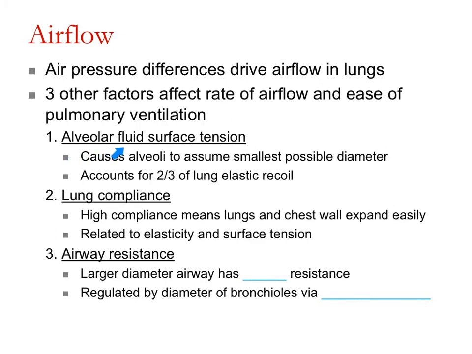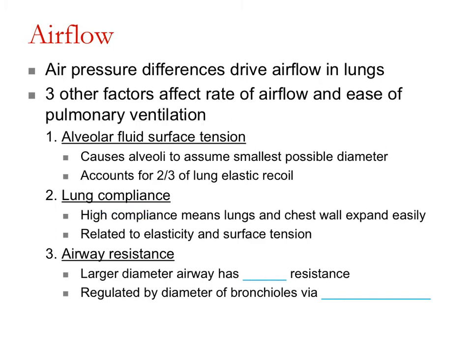One is the alveolar fluid surface tension, okay? We did talk about the fact that surfactant reduces this, but it's not absent, okay? We're going to go into more detail in a second on a slide, but basically, this surface tension, when left to its own devices, will allow the alveoli to assume the smallest possible diameter. Of course, the smaller all the alveoli are, the lower the volume in the lungs, okay? So it accounts for about 2/3 of the elastic recoil of the lungs to help facilitate exhalation, okay?